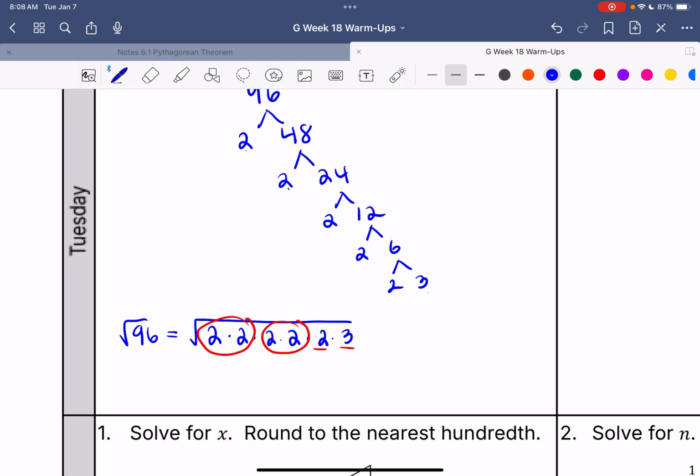So both of these numbers that are circled would go to the outside. So 2 times 2, that gives us 4. And then the numbers that weren't circled stay on the inside, but we multiply. 2 times 3 is 6. So simplifying this would be 4 square root of 6.